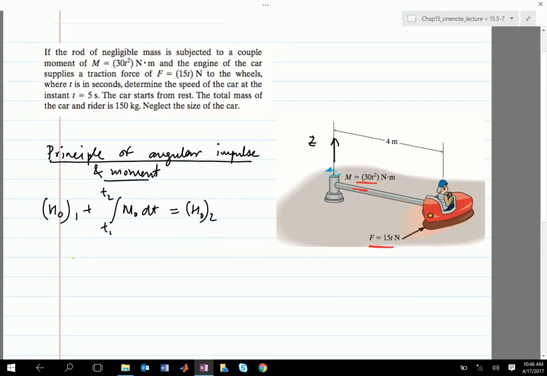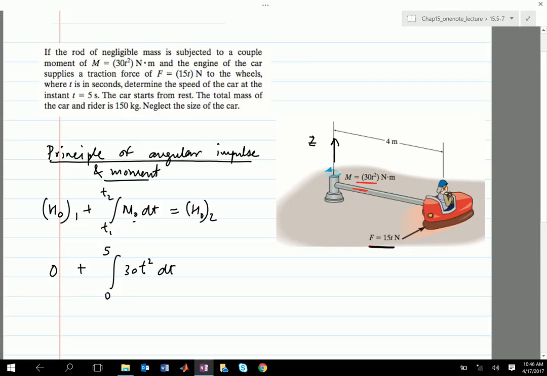So the initial angular momentum is 0 because the rider starts from rest. Now MO is 30t square dt. Time goes from 0 to 5 seconds, but then there's also an external moment due to the force, right? That's 15t. We need to convert 15t, which is a force, into a moment. The way we do it is we multiply that with the moment arm, which is in this case 4 meters.